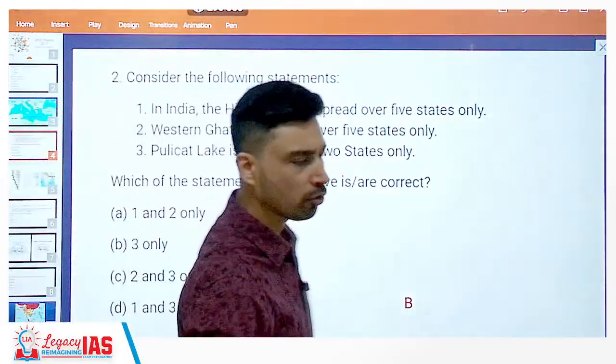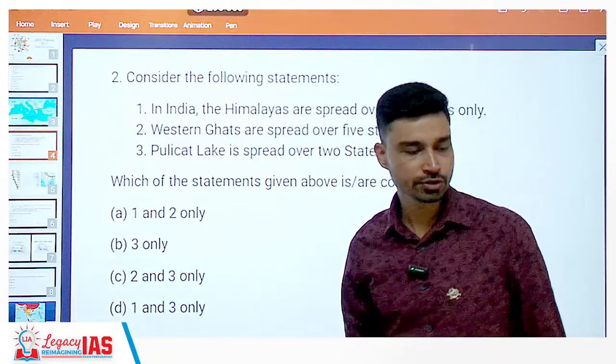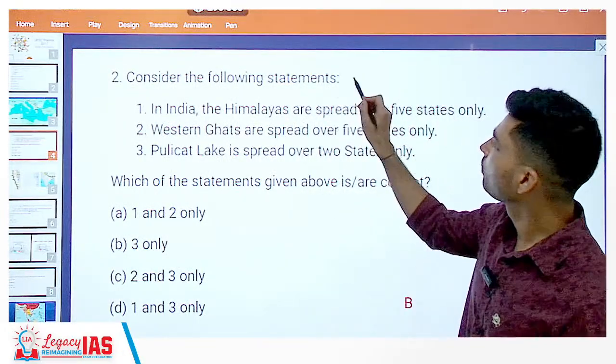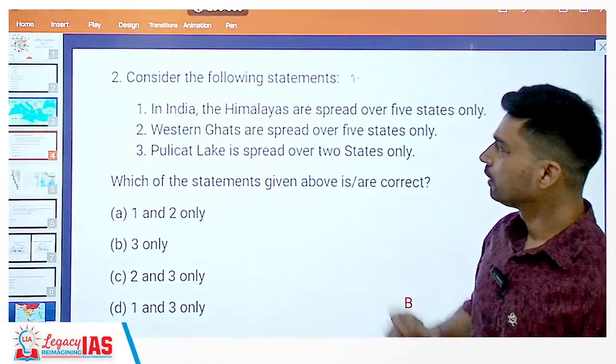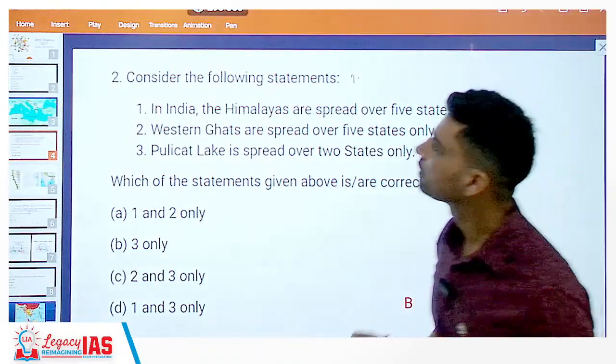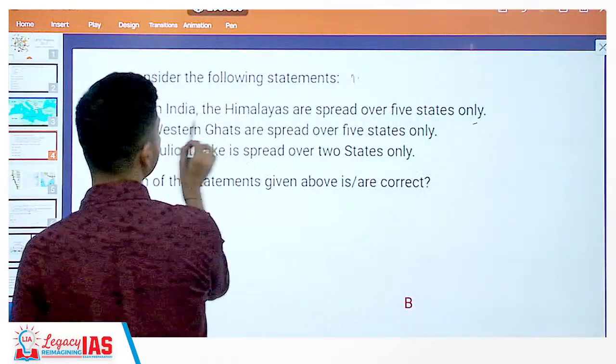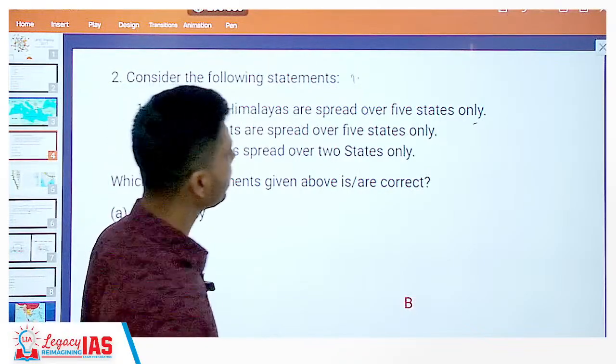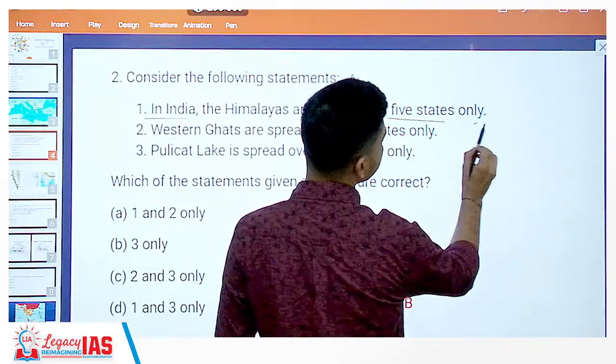The second question also we can say is a map based question. However, the question has been asked from Indian geography. Three statements are given here. The first statement is that in India the Himalayas are spread over 5 states only.